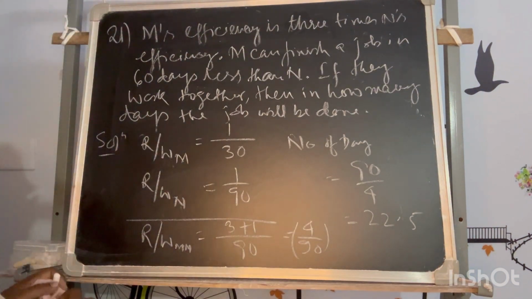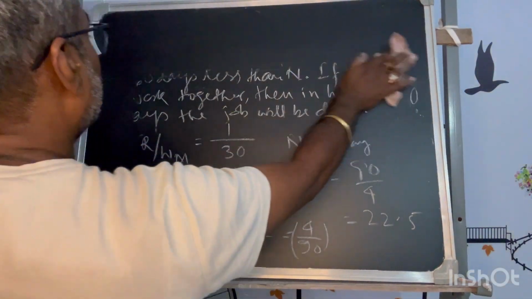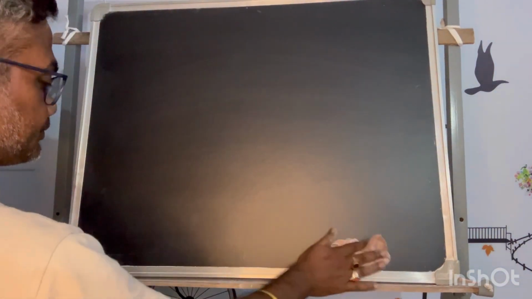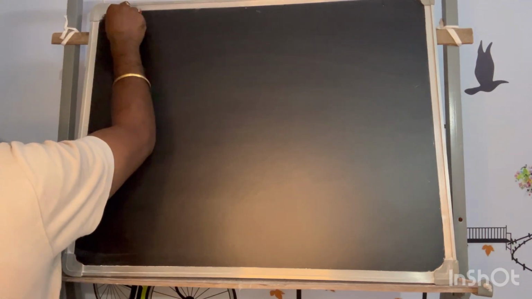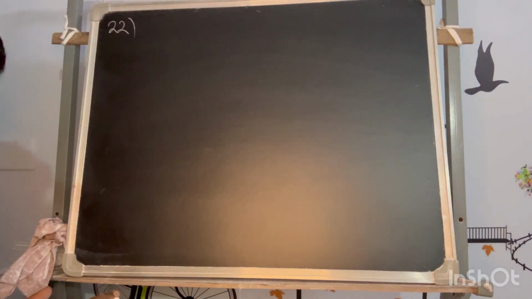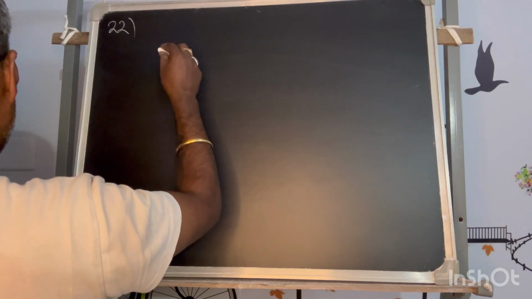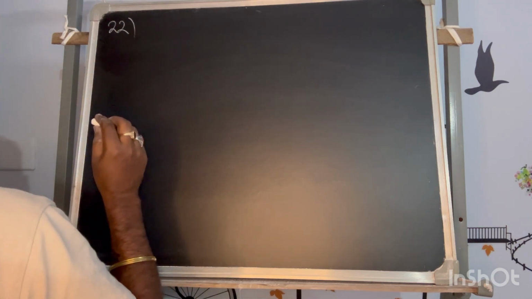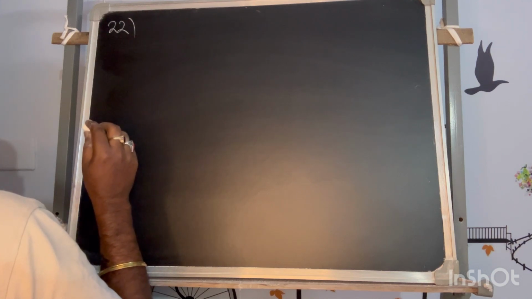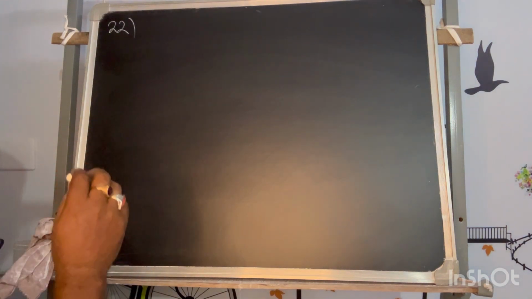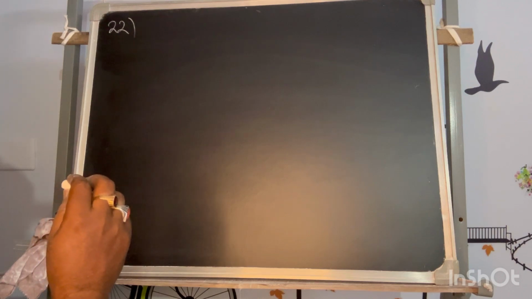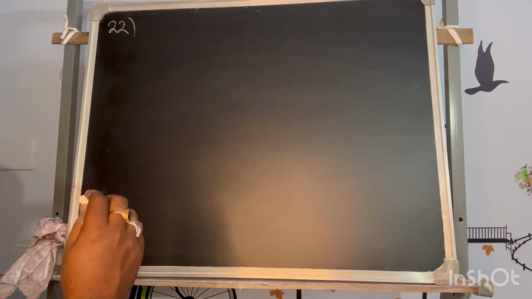Fine. So now we'll move on to problem number 22. This says P, Q, R can do a job in 20, 30 and 60 days respectively. In how many days can P do the job if assisted in every 30? So this I have completed already. This I have discussed.